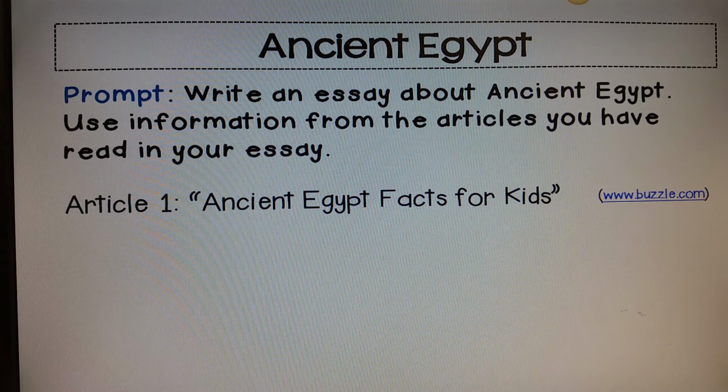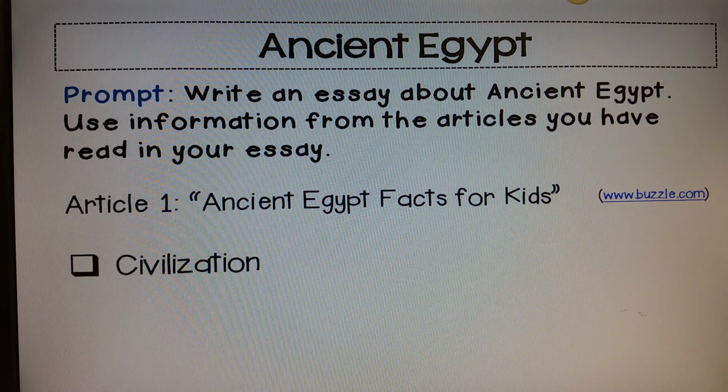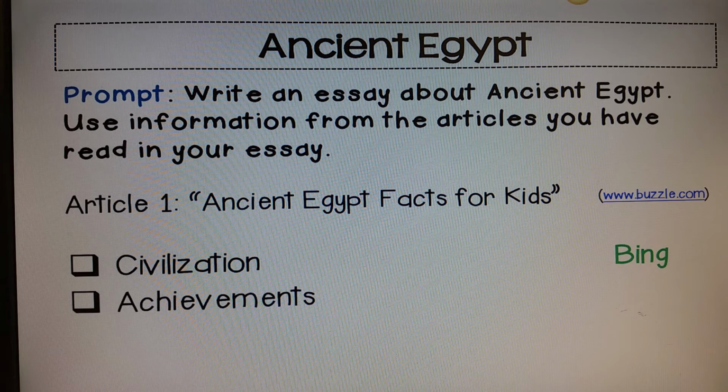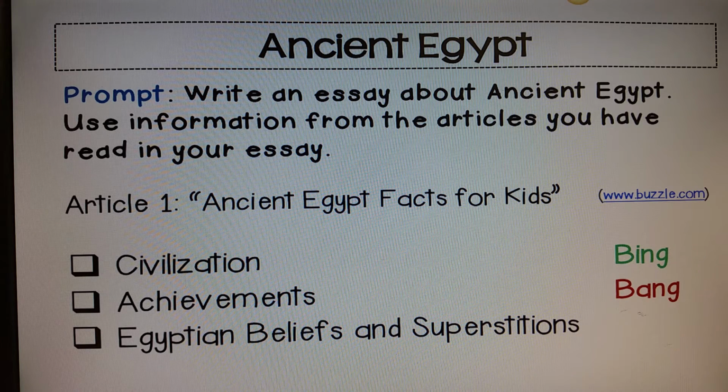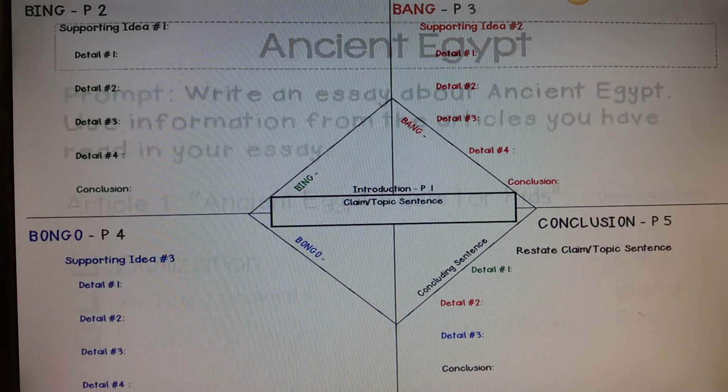This article is broken down into 3 sections, and we're going to use each of these sections to help us organize our own essay. So the first section is civilization, and we're going to use that to formulate our being. And then the next section is achievements, which we will make our bang. And then finally, Egyptian beliefs and superstitions, which we will have as our bongo.